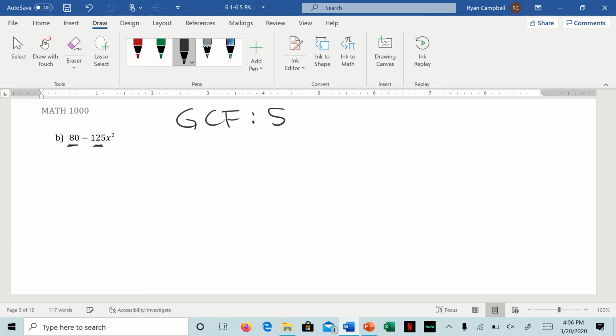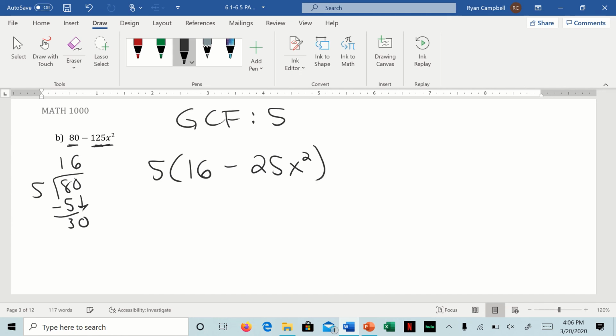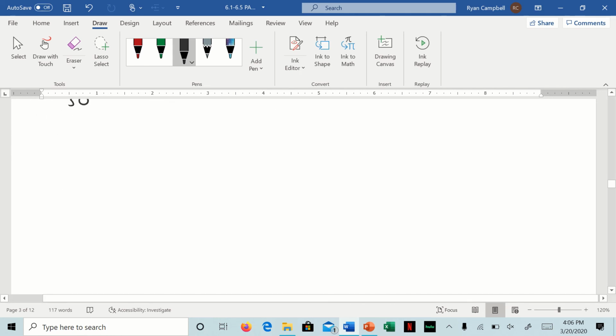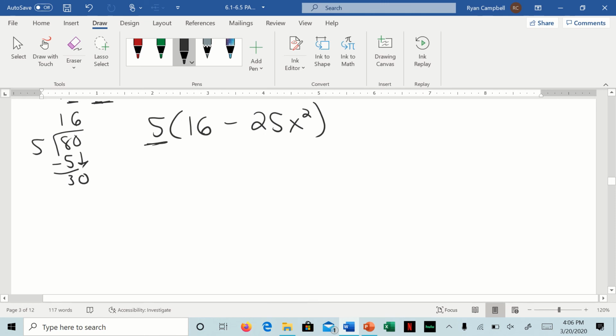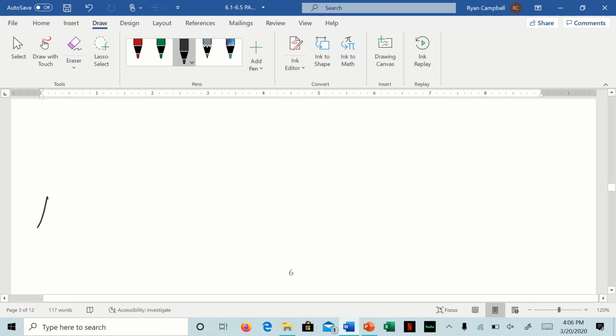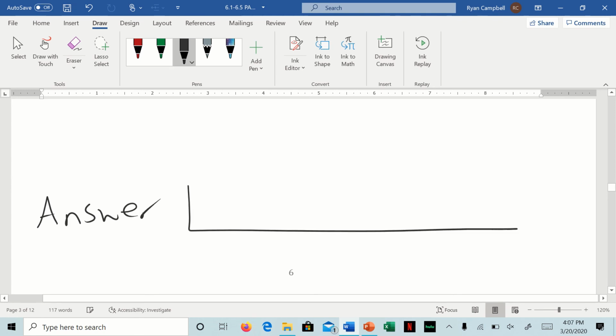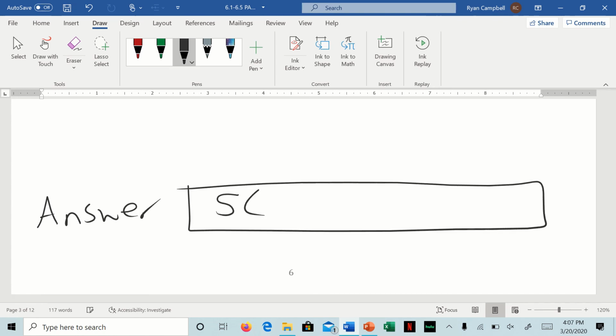So if we take out a 5, what do we end up with? Well, I don't know off the top of my head. So 80 divided by 5, 5 goes into 8 one time, multiply, subtract, and then we got a 6. So 16 minus, and then 125 divided by 5 is 25. I do know that one off the top of my head. So if we already factored something out, at the very bottom of your problem, you can just write the 5. Make sure you include that 5. 5 has to be included.